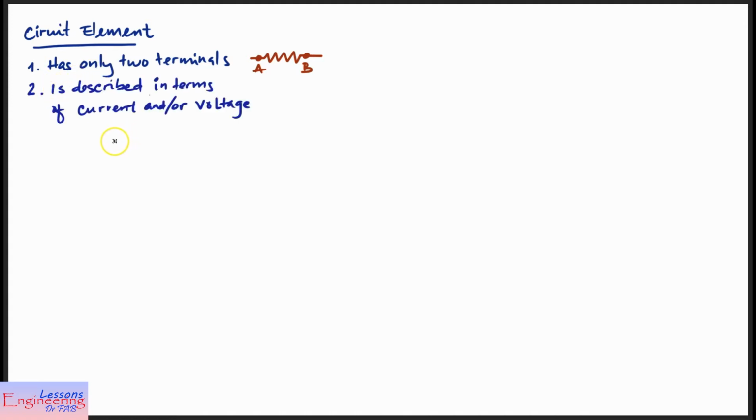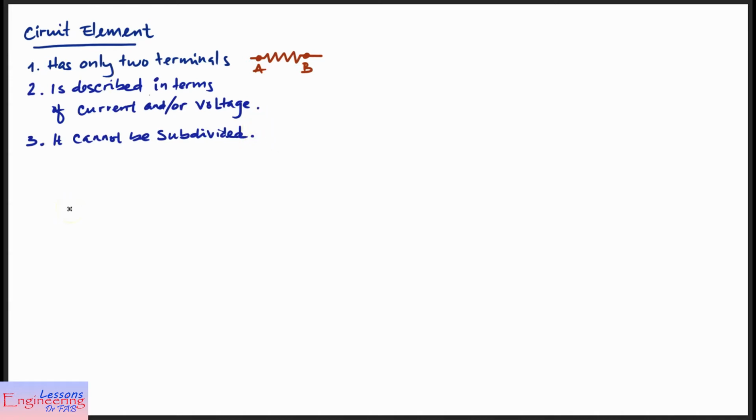So a basic circuit element has the following properties. It has only two terminals, terminal A and terminal B. A circuit element is also described in terms of current and/or voltage. So we can describe a circuit element using one or both of these. And a circuit element cannot be subdivided into more circuit elements.